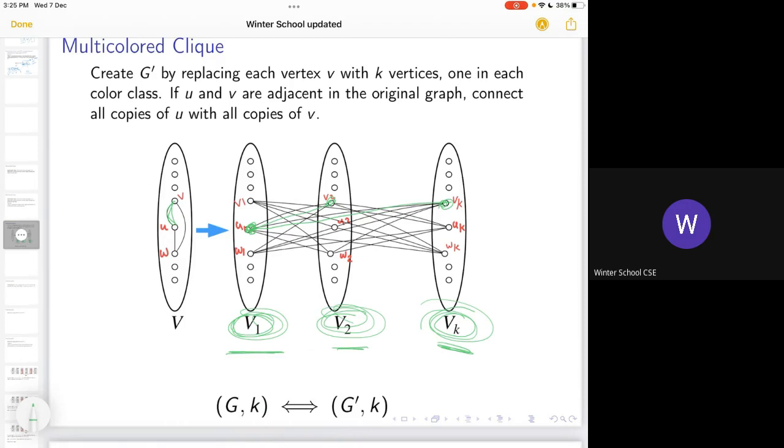Okay. Now the question is the equivalence. Now can you try the forward direction? If I had a clique in the original graph G, how will you give a multicolored clique? So suppose you had some vertices x1, x2, x3, ..., xk. This is a clique in the graph G. Can you give me a multicolored clique in the reduced instance?